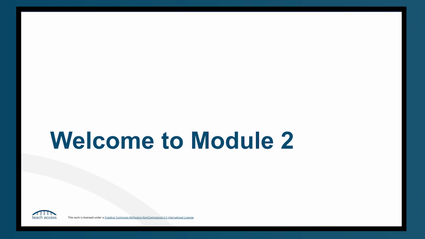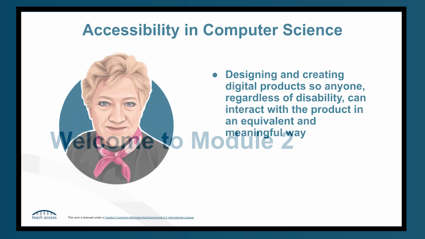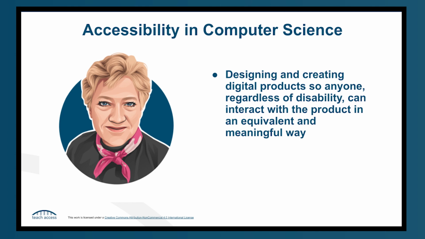And welcome to the second module of the Teach Access Computer Science course. In the field of computer science, accessibility means designing and creating digital products so that anyone, regardless of their disability, can interact with those products in an equivalent and meaningful way.